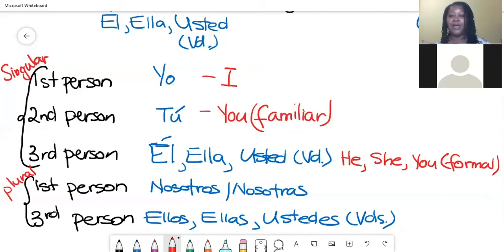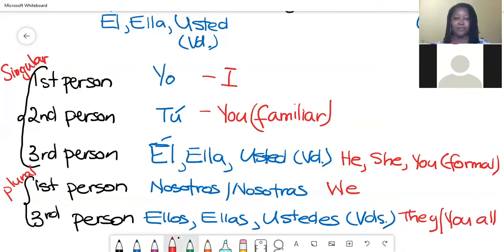Nosotros and nosotras, they both mean we. Ellos and ellas, they, and the ustedes, plural ustedes, you all. Let's draw some arrows to make sure that we see what they are.